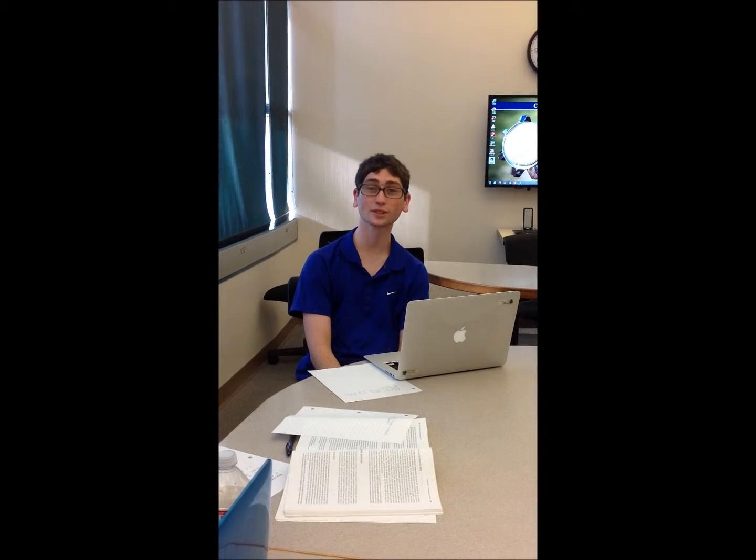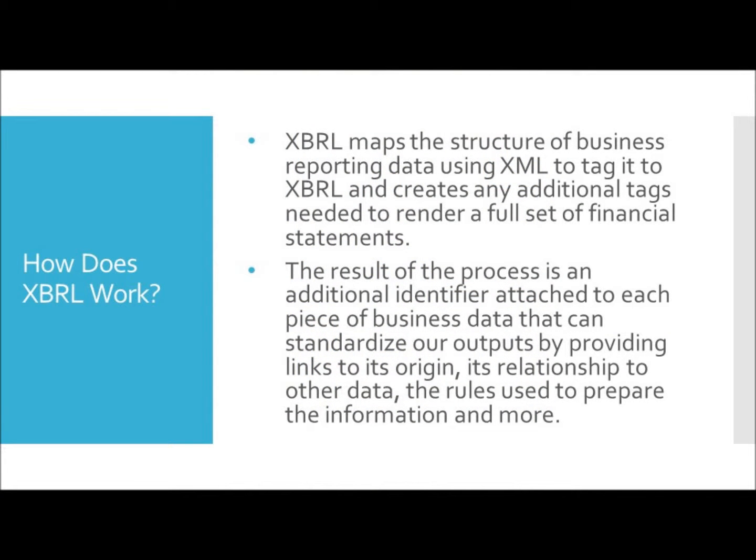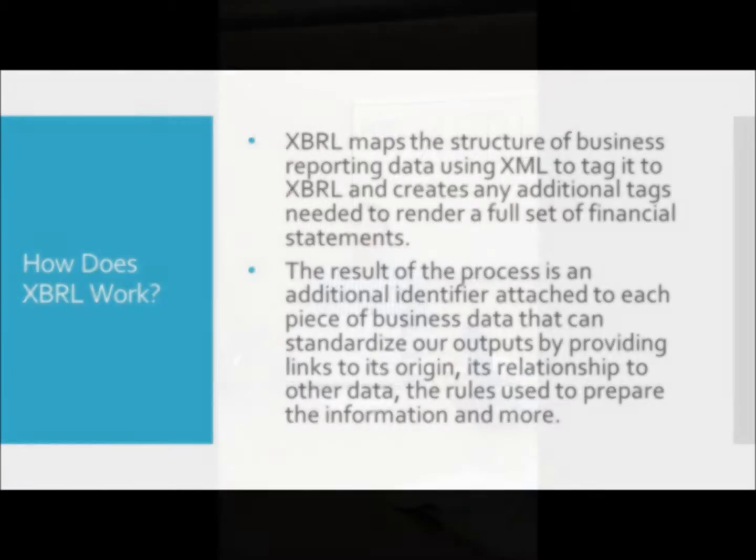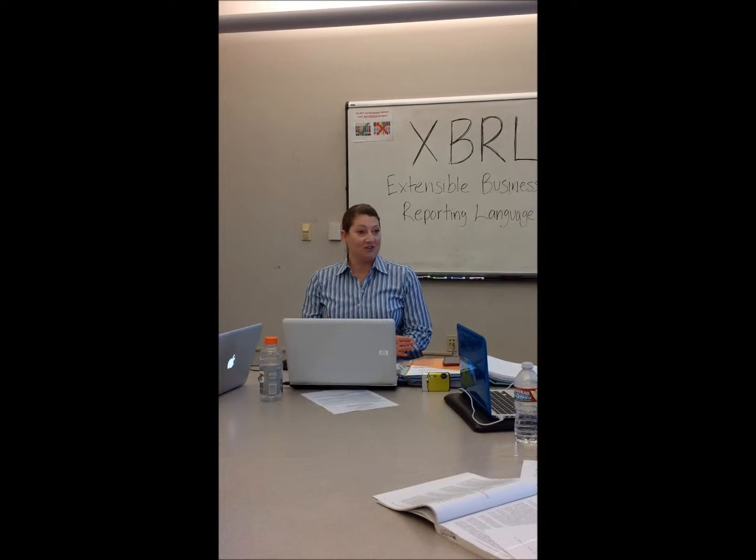Does anybody else have any other questions? How does it work? Yes, it is important to know how XBRL works. It maps the structure of business reporting data using XML to tag it to XBRL and creates any additional tags needed to render a full set of financial statements. The result of this process is an additional identifier attached to each piece of business data that can standardize our outputs by providing links to its origin, its relationship to other data, the rules used to prepare the information, and more.